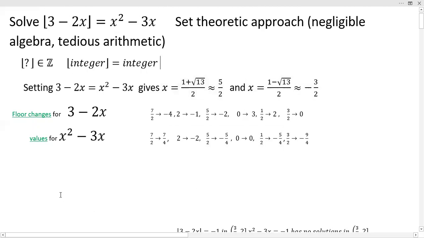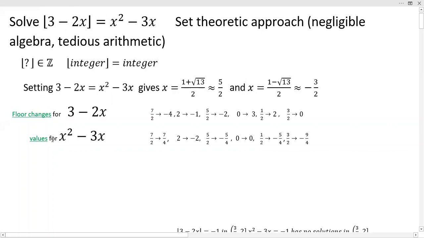Now also what I've done here, just to keep myself organized, this row right here really means floor changes. And right here, this is just the values of the function. Now, that's obvious if you look up here. There's no floor function over here, but there is a floor function over here. But I had to keep this straight by just writing it down.